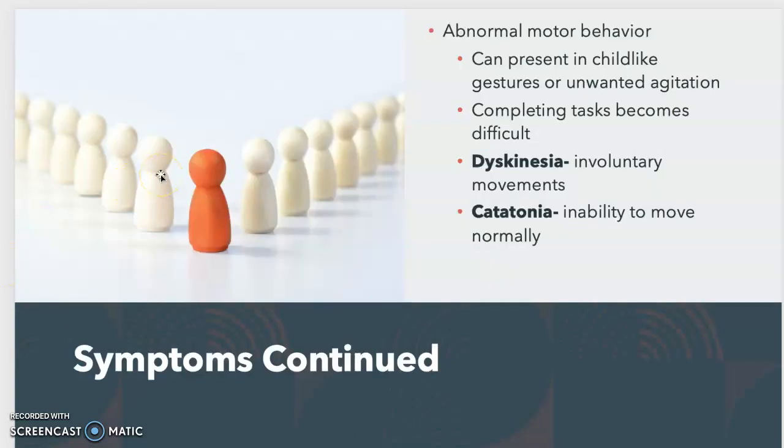Symptoms continue. Abnormal motor behavior. The behaviors can present in childlike gestures or unwanted agitation. Completing daily tasks becomes extremely difficult. There are two main terms. Dyskinesia, which is involuntary movement, which means the person doesn't have control of their arms or legs, and sometimes flailing will occur. Then there's catatonia, which is the inability to move normally. Sometimes a person will be stuck in one position for so long, and that's a symptom of schizophrenia.